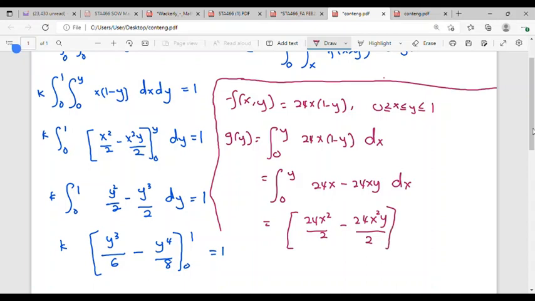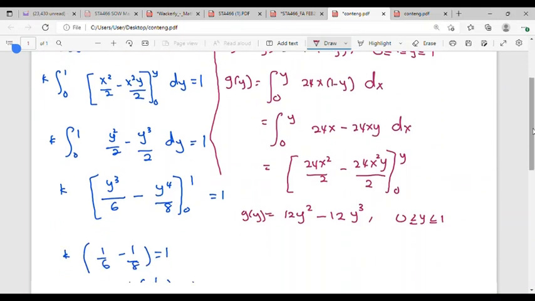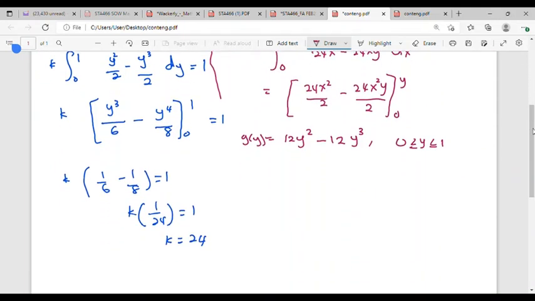Then replace all of these with 0 and y. So replace all the x with y. So you will get 12y squared minus 12y power of 3. Right? Okay, so this is the function of y. Remember to put the interval for the function.